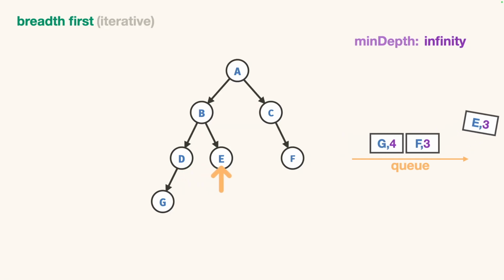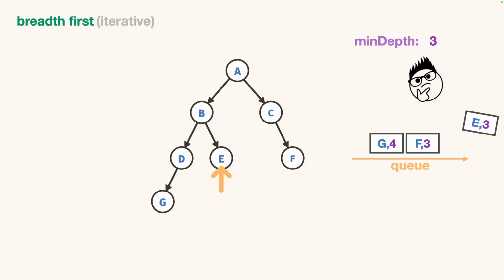Next iteration, I dequeue the E node. And here's a really key moment. If I look at the E node, I can see that E is actually a leaf because it has no children. So what I should do is potentially update my min depth. So I'm going to look at my queue item. It says that E has a depth of 3. And I compare that against my min depth. I can see that 3 is most certainly less than infinity, so I replace 3 as my min depth.